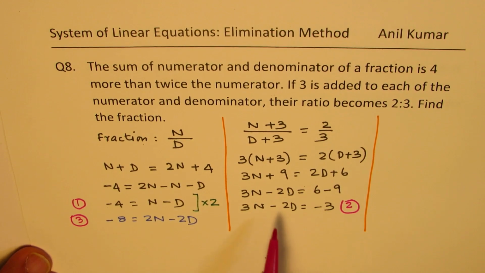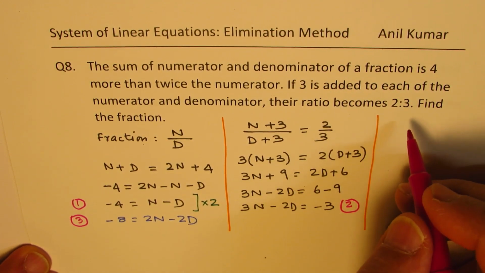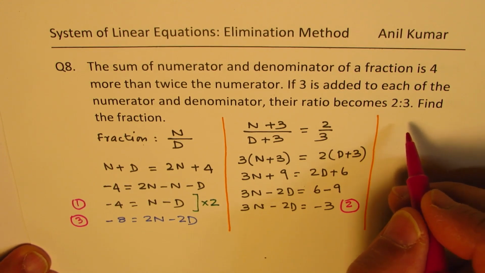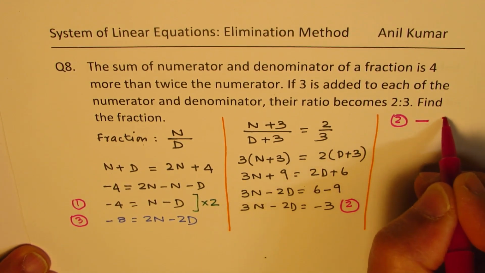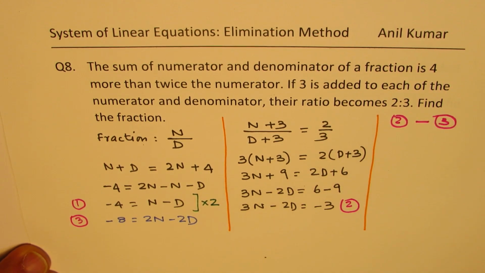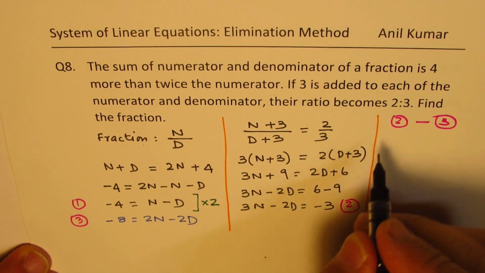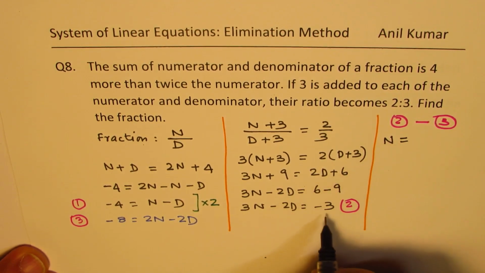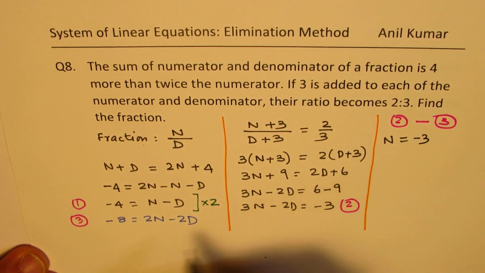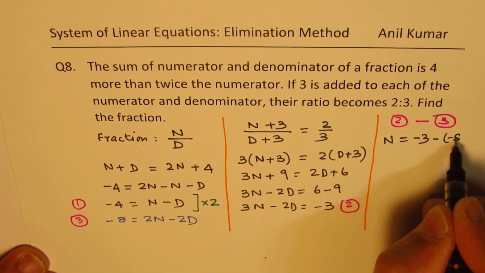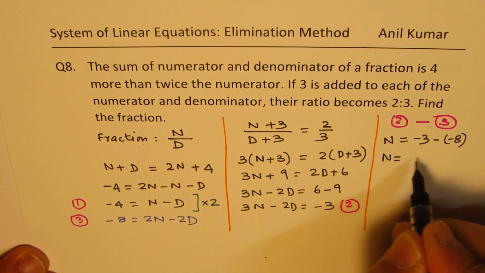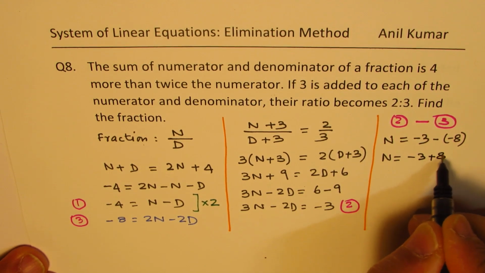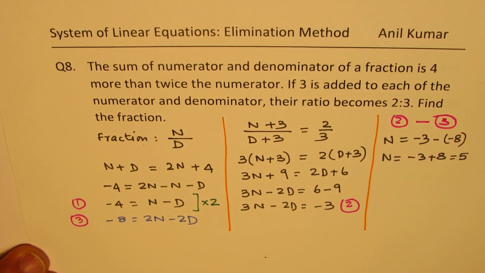Okay? Now we have minus 2d and minus 2d we can take away. So we will do equation 2 take away equation 3. So when you take away 3n and 2n, you get n, and minus 2d gives 0. And from here we get minus 3, take away minus 8. So n is basically minus 3 plus 8, or 5. So we get the value of numerator as 5.